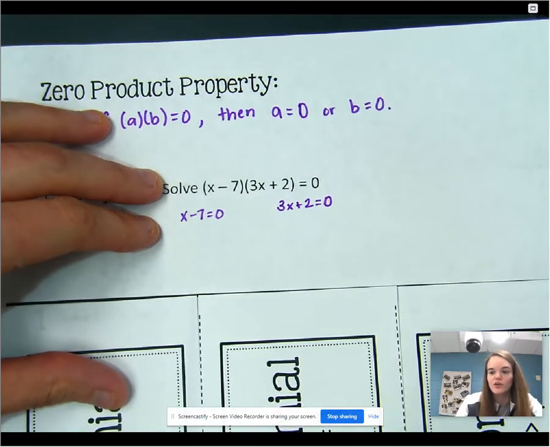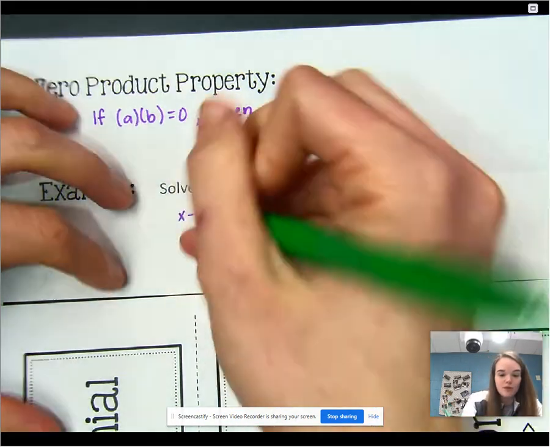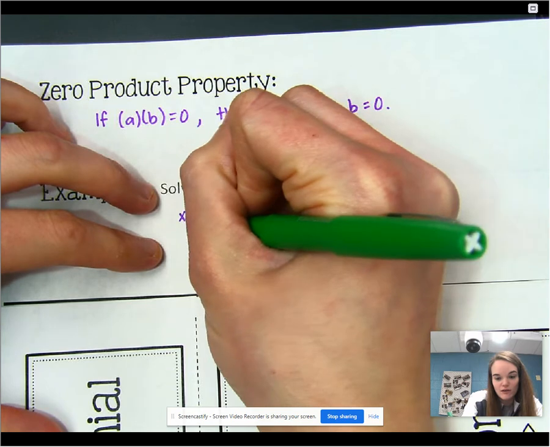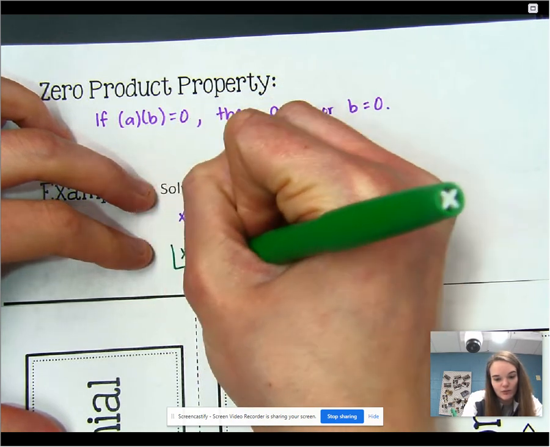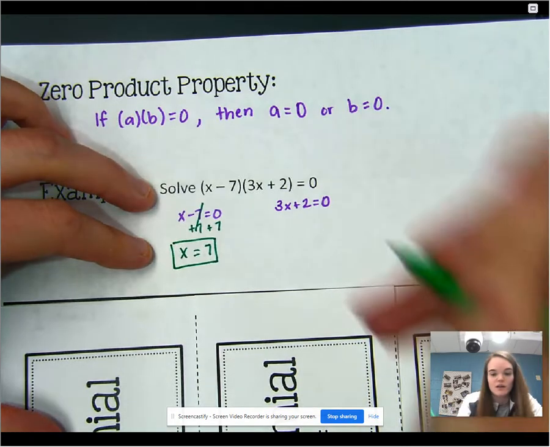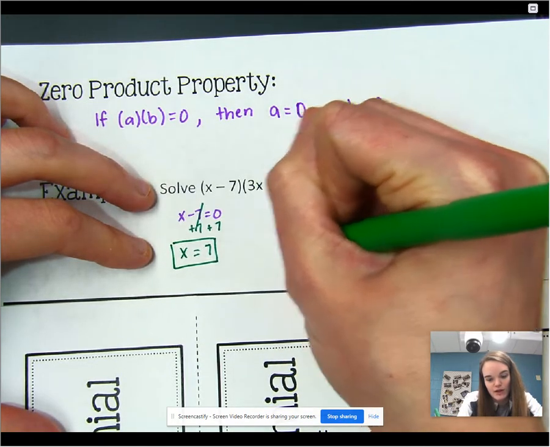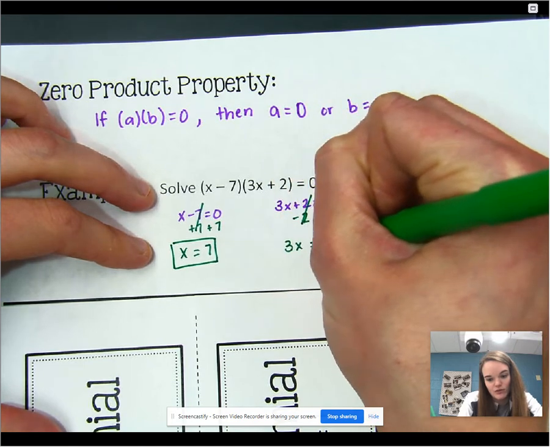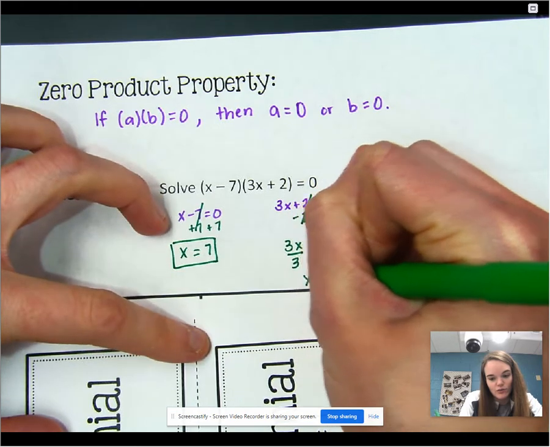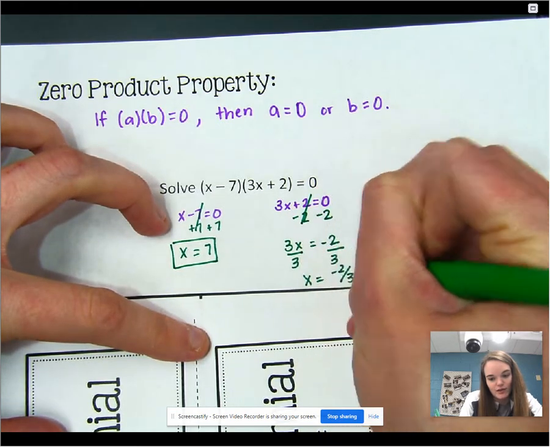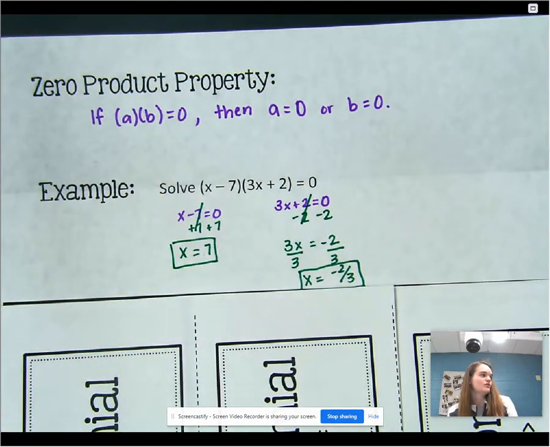And now we're going to solve these. Okay. So to solve, I'm going to add 7. So x equals 7. That's one answer. Okay. I'm going to solve this one. Subtract 2. 3x equals negative 2. Divide by 3. x equals negative 2/3. And I am going to leave it as negative 2/3. I do not want a decimal. They're my two answers.